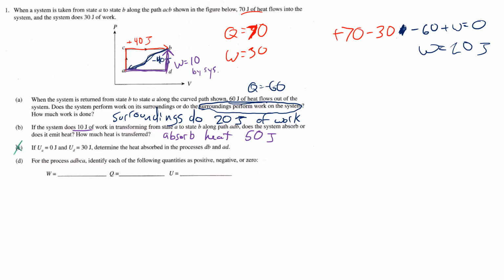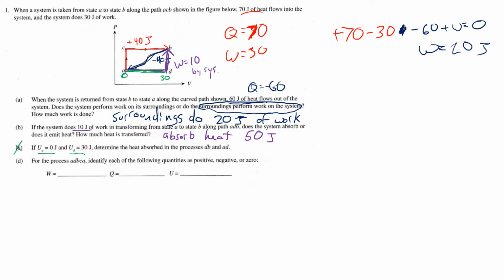Okay, so now let's look at the next one. If UA is equal to 0 joules and UD is equal to 30 joules. All right, so this is talking about internal energy. So if we call this 0 and we call this one 30, determine the heat absorbed in the process DB and AD. Okay, well, let's do AD first. Sure.